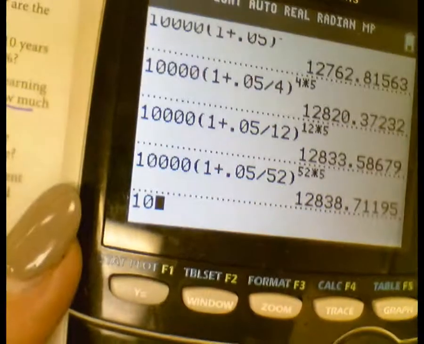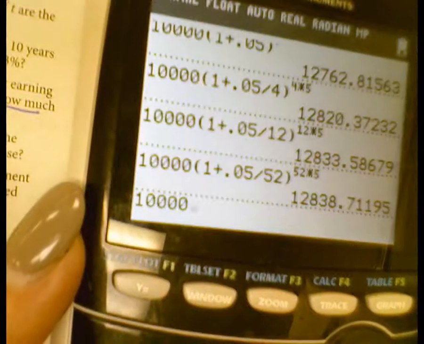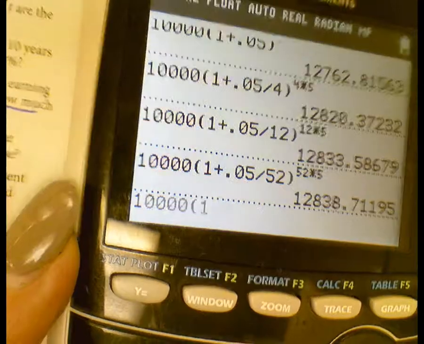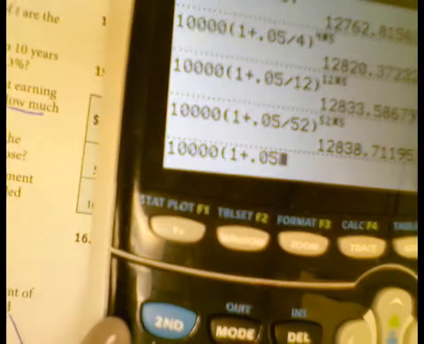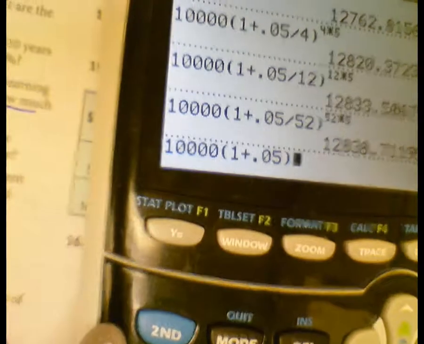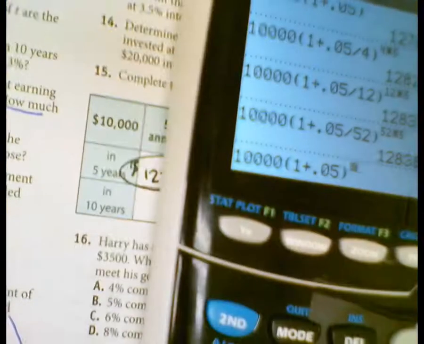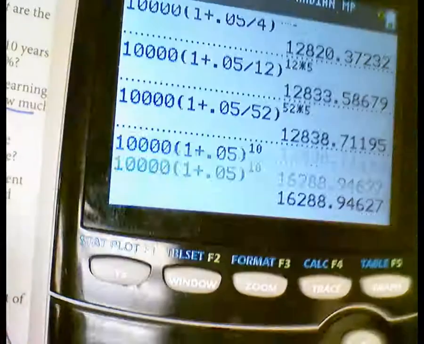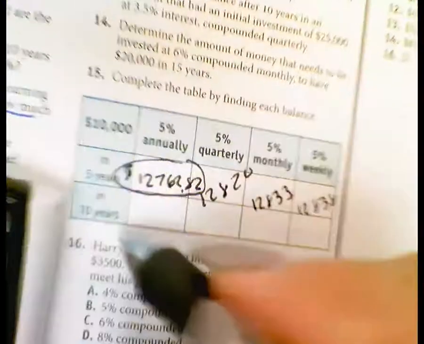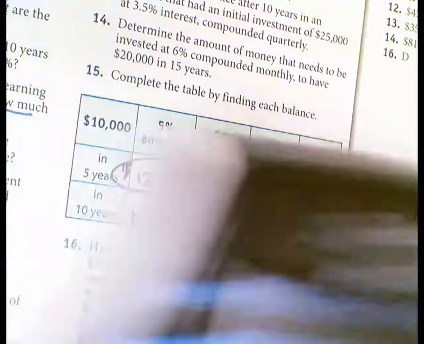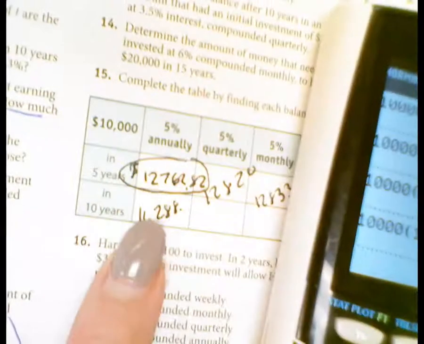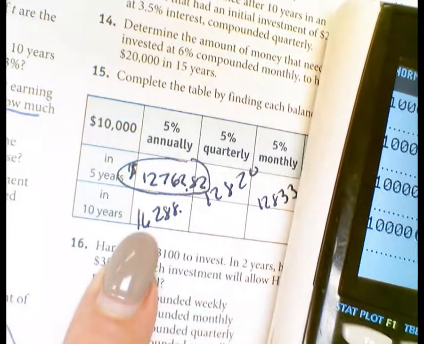All right, so we have 10,000 parentheses 1 plus. The percentage is still the same. 0.05 annually means divide by 1, so we don't need that. Raised to the 10 years. So this is our simple interest one. So this is $16,288.94, but I'm not worrying about the pennies. So this is quite a bit of difference with 5 extra years.